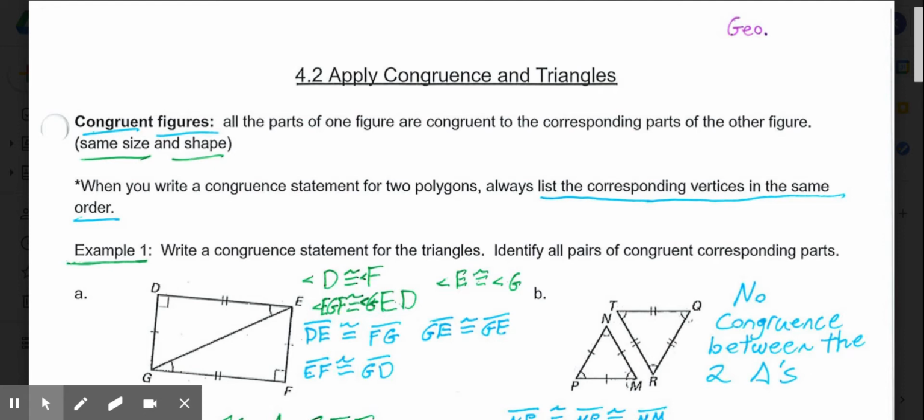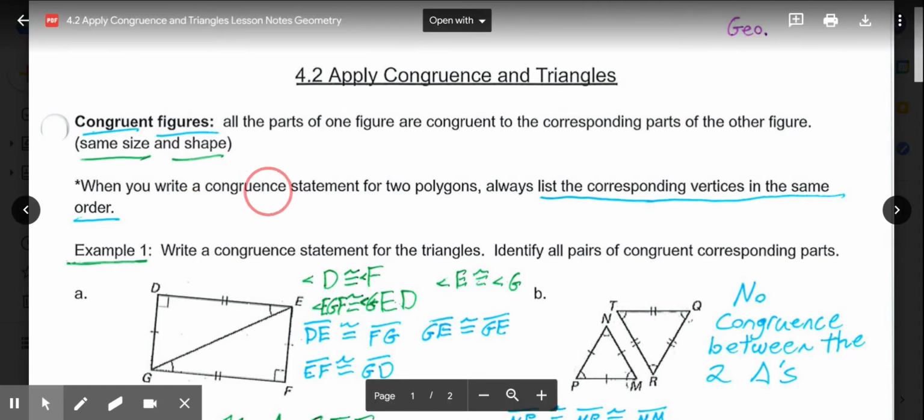So congruent figures mean that all parts of one figure are congruent to the corresponding parts of the other figure. So it means it will end up being the same size, same shape. It may be flipped or turned, but when we match it up with the corresponding parts, it is the same size, same shape, same angle measurements, side measurements, etc.